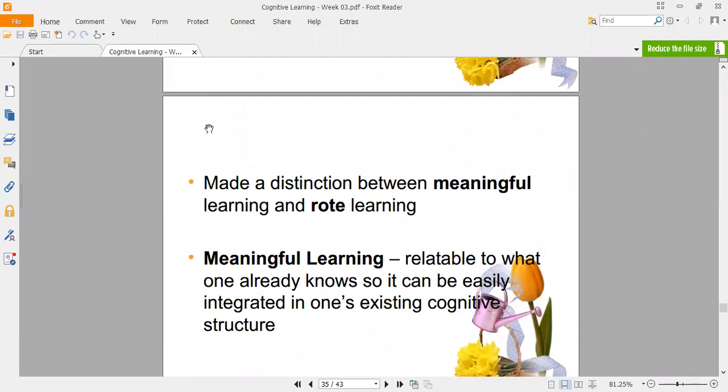And he made a distinction between meaningful learning and rote learning. What is that?